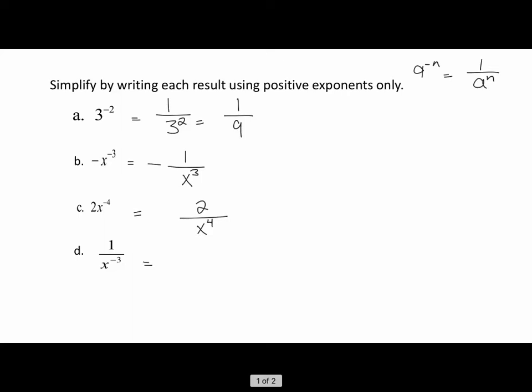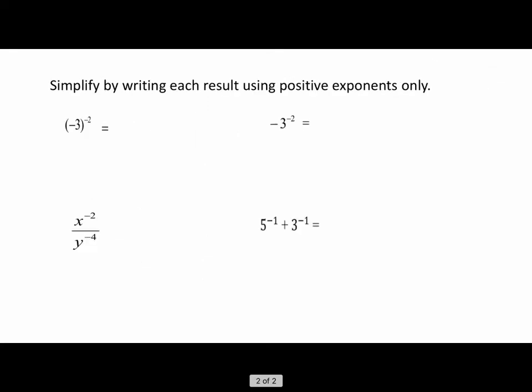Example D, 1 over x to the negative 3. So x has a negative exponent. I'm going to move that base to the numerator. So that becomes x to the positive 3. And I really don't need that coefficient of 1. It's understood that that is x. That's 1x to the third.